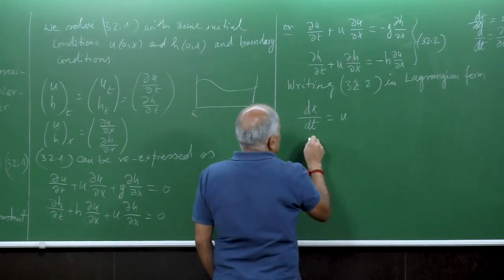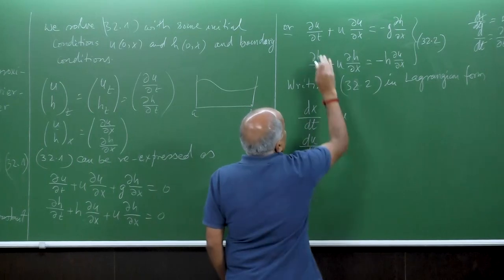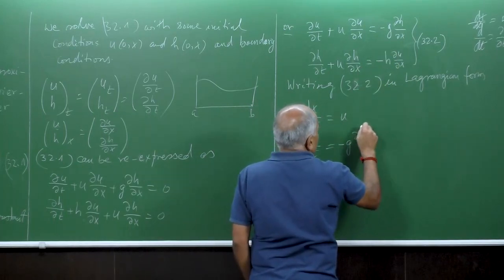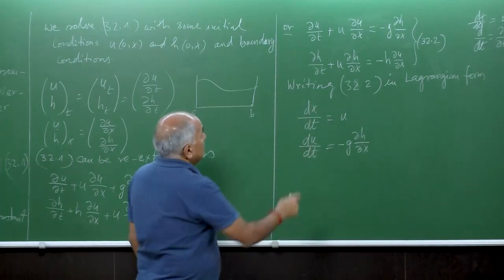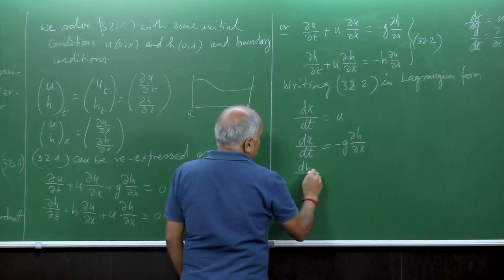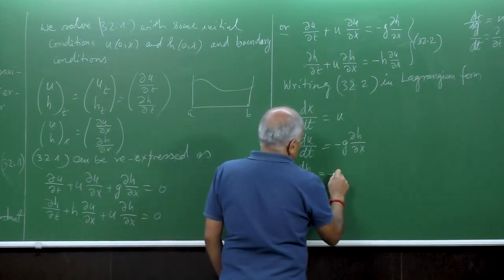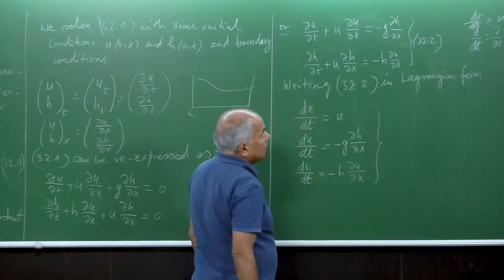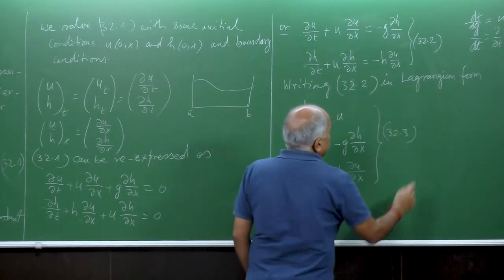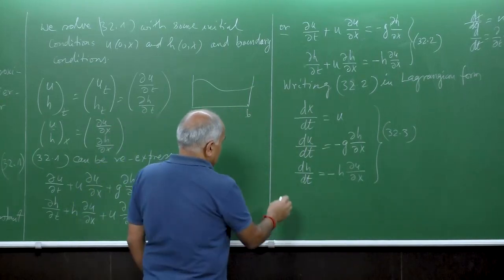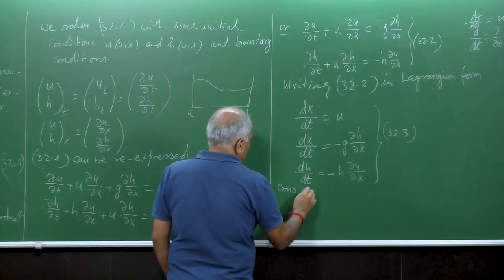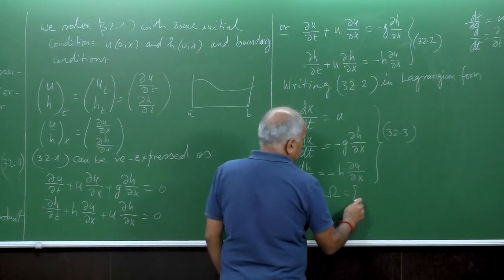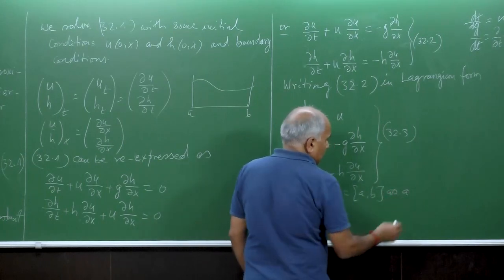The first equation is du by dt, it is the same as the Burgers equation in the Lagrangian form. On the right hand side, minus g del s by del x. And the second equation is ds by dt is equal to minus h del u by del x. Okay? So this is our system 32.3. And now consider domain omega is equal to AB as a computational domain.